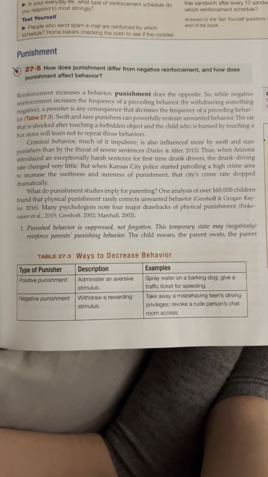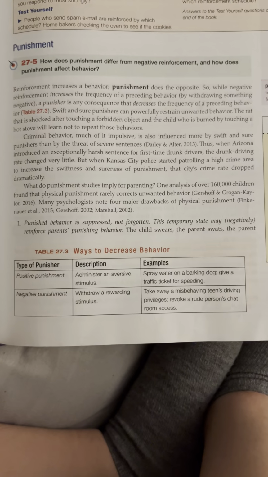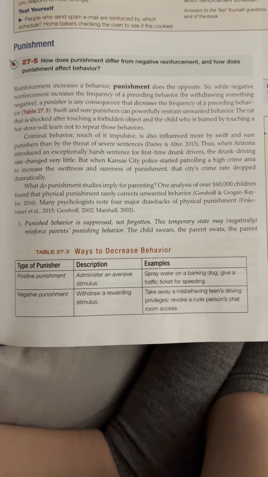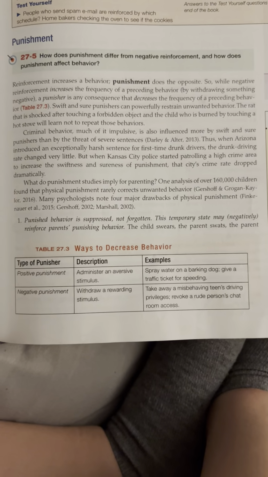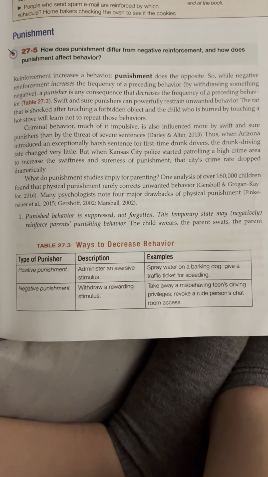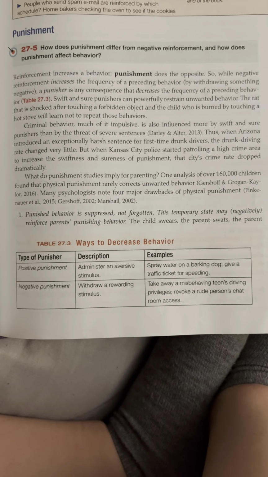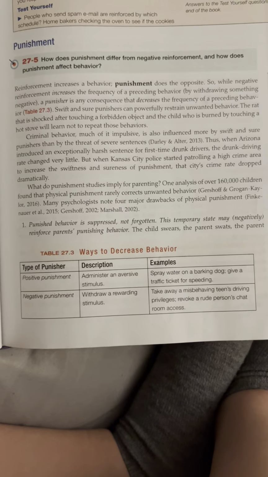Punishment. Reinforcement increases behavior. Punishment does the opposite. So while negative reinforcement increases the frequency of a preceding behavior by withdrawing something negative, a punisher is any consequence that decreases the frequency of a preceding behavior. Swift and sure punishers can powerfully restrain unwanted behavior. The rat that is shocked after touching a forbidden object and the child who is burned by touching a hot stove will learn not to repeat those behaviors.